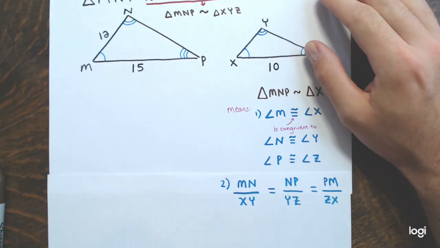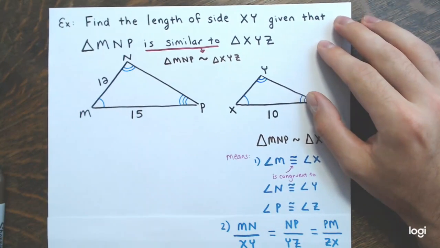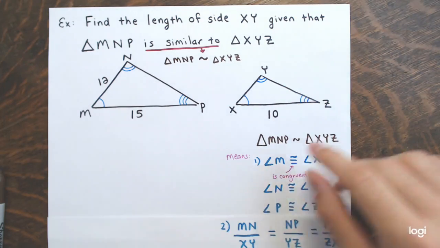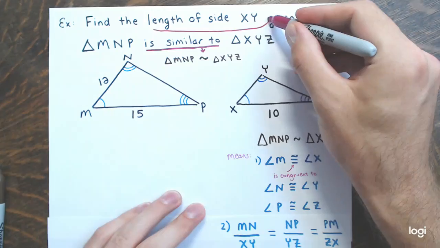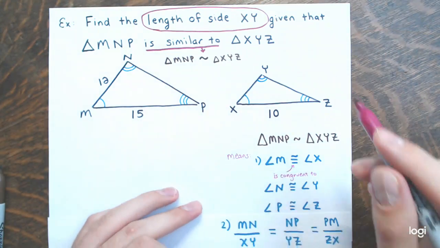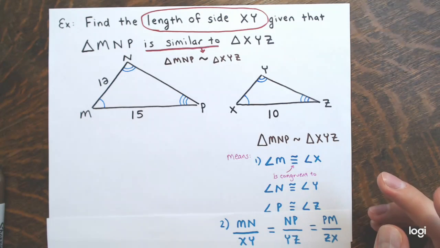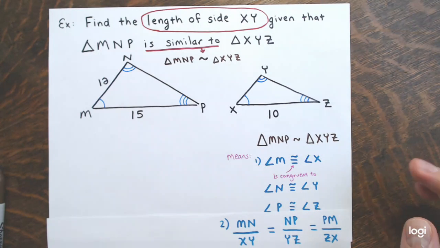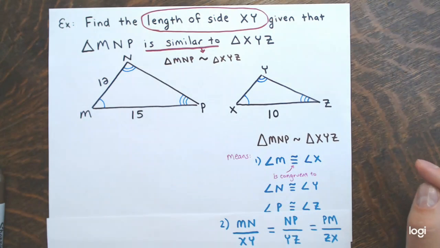Okay. Well, what did they want? The question asks us for the length of side XY. That's the important thing here: find the length of side XY. So I'm going to set up a ratio, a proportion, in which one of the ratios has the length of XY in the fraction, and I want that to be the only missing piece.